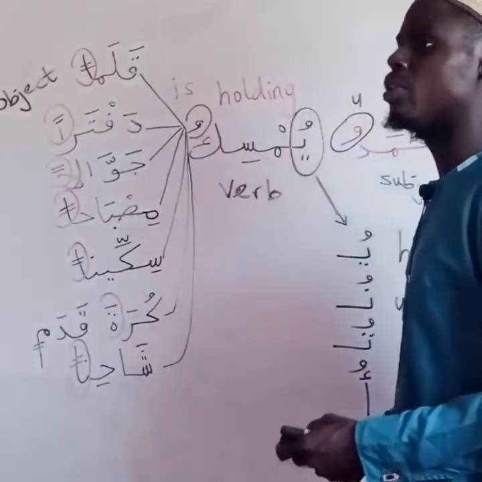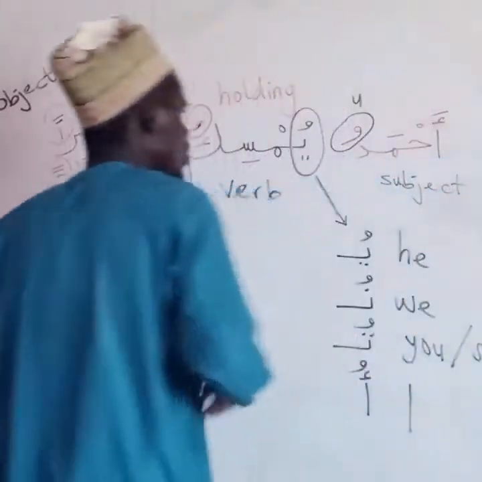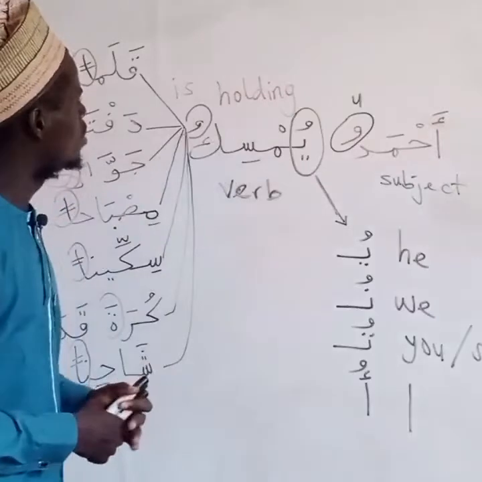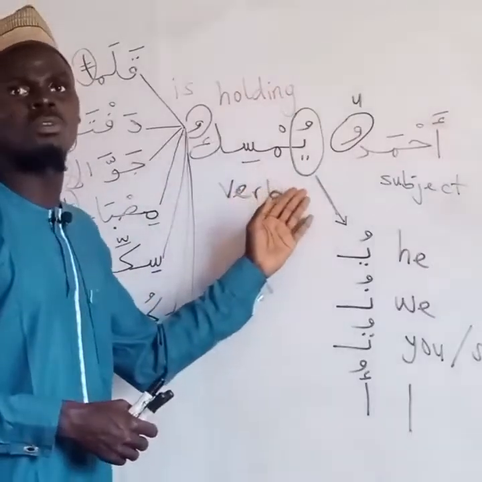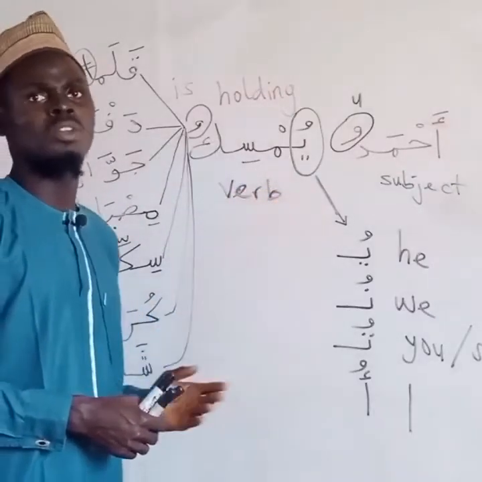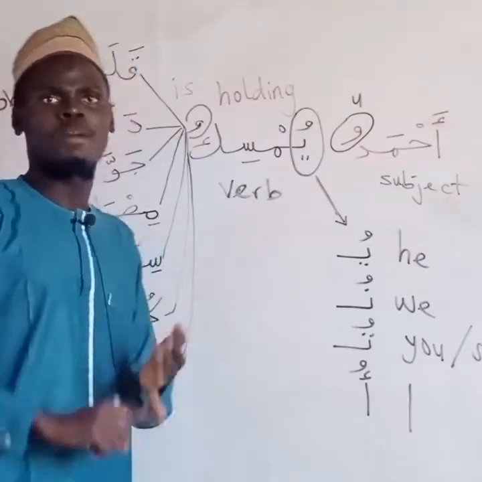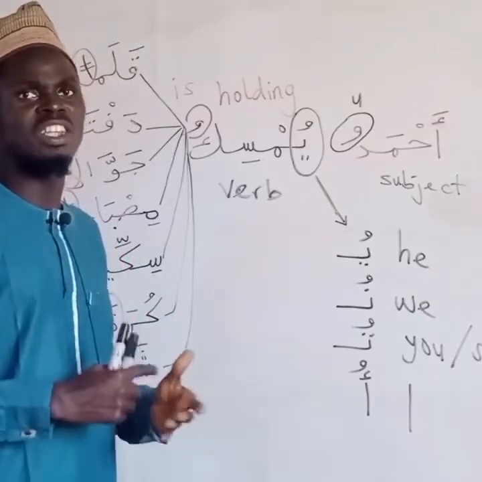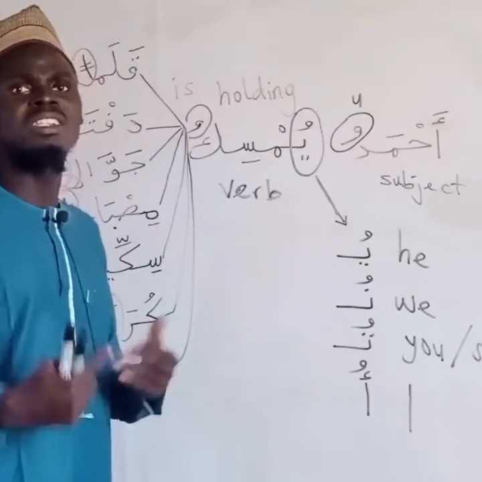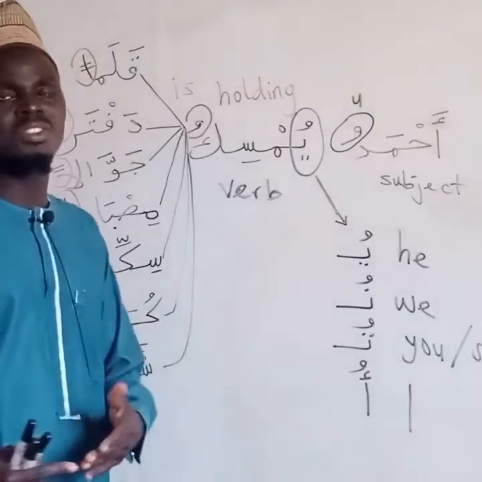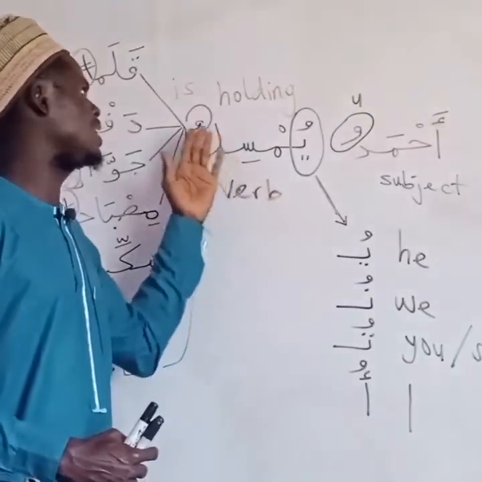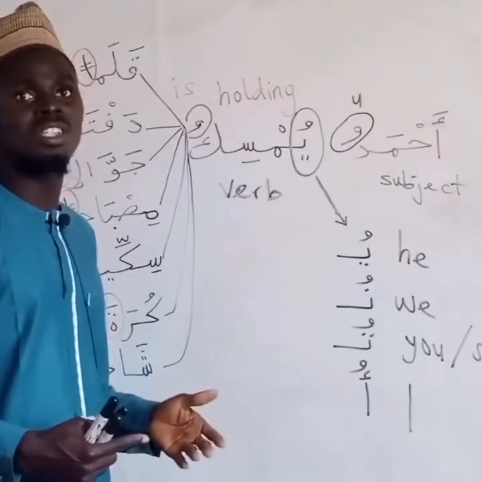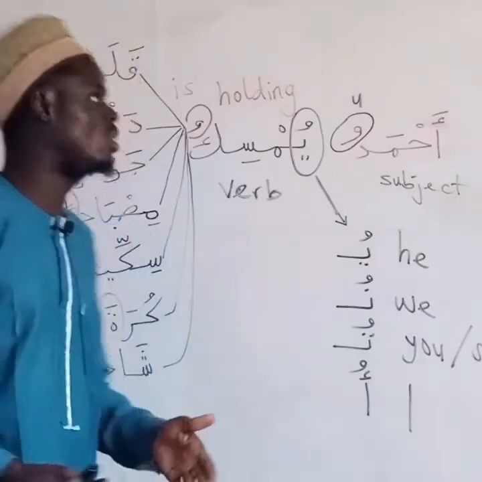Then yumsiku is the verb we are using here. This kind of verb is called fi'l mudari'u. And fi'l mudari'u in Arabic can mean a progressive verb. That is a verb that is continuous in nature, or a verb that indicates an action that will happen in the nearest future. So yumsiku could mean is holding, and yumsiku at times could mean will hold, depending on the context in which it is used and the intention of the user.